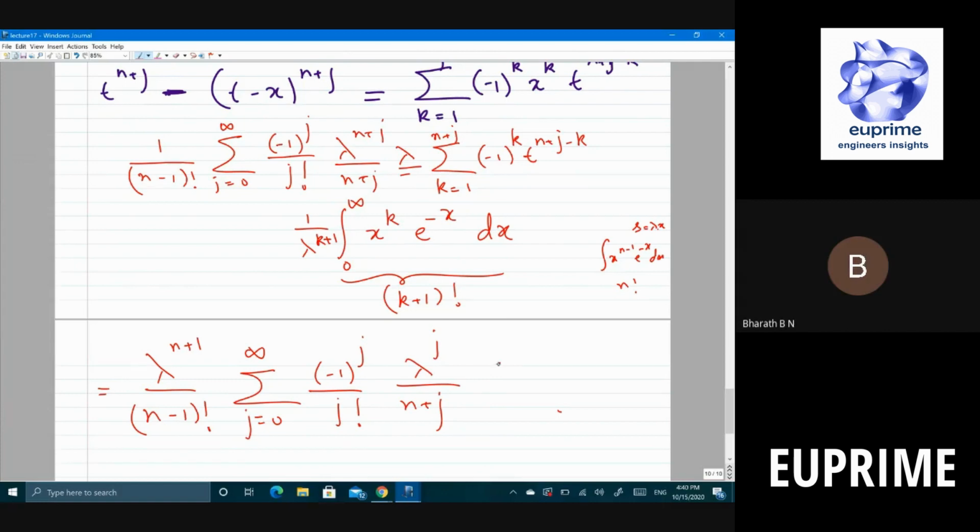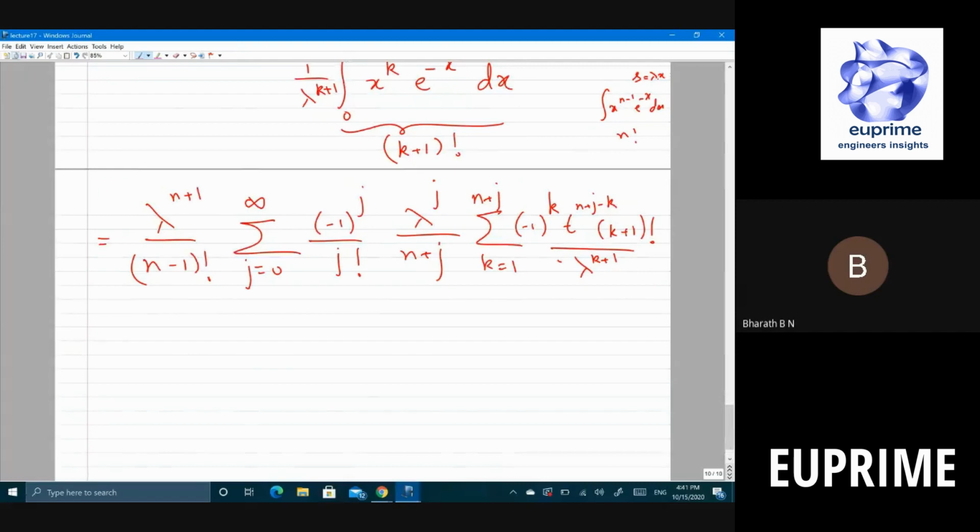Then summation k equal to 1 to n plus j minus 1, for k, t power n plus j minus k into k plus 1 factorial, right? Is that correct? Divided by lambda power k plus 1. Is that correct? Did I make any mistake? No, right? No, sir.